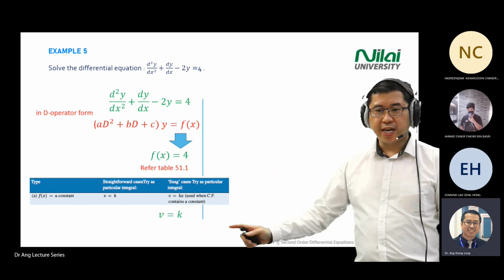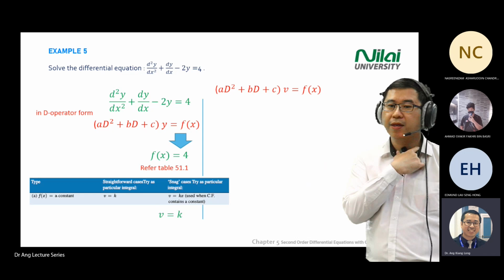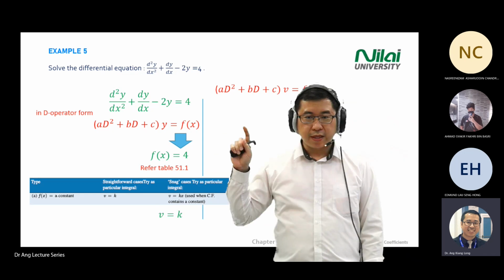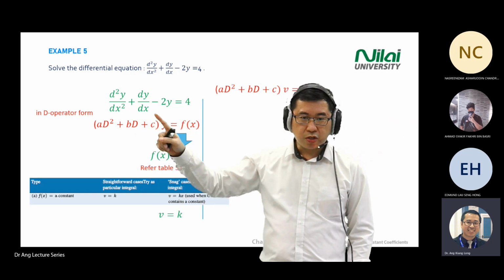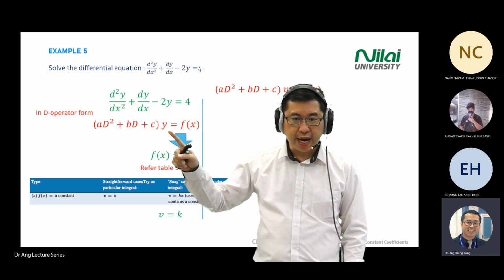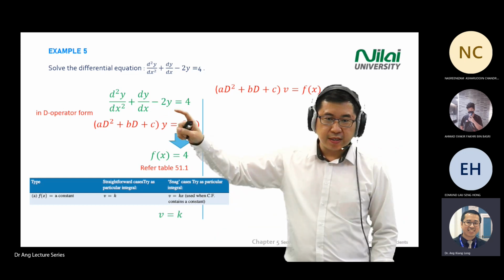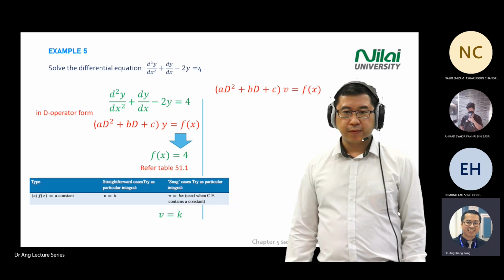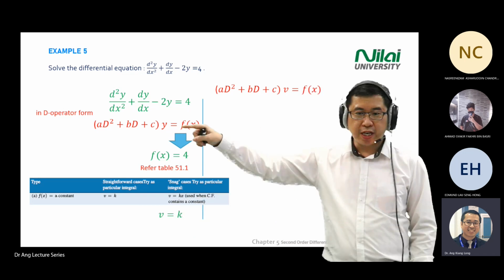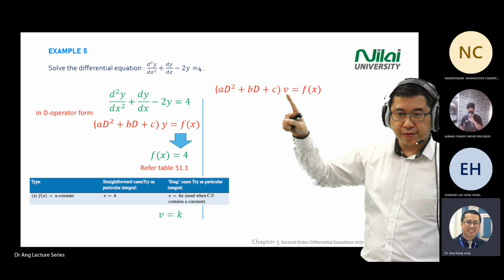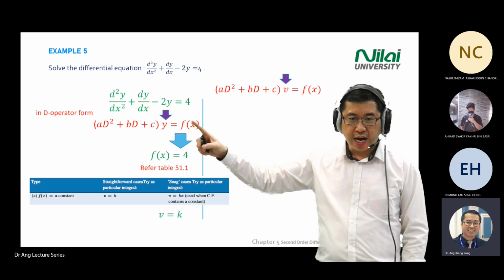The next question. What is K? Why suddenly there's a K there? Now, the next steps here. You see the red color equation? (a D squared plus b D plus c) y equal to f(x). Now we change the y to v. After you refer to the table, you copy from the table. Next step, you change this equation, y become v. I highlight it for you.